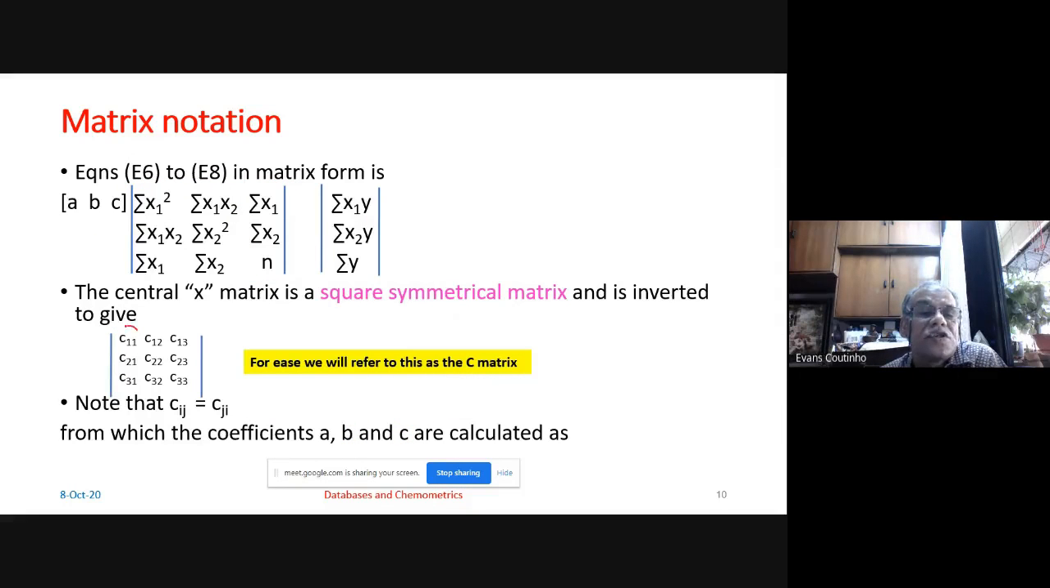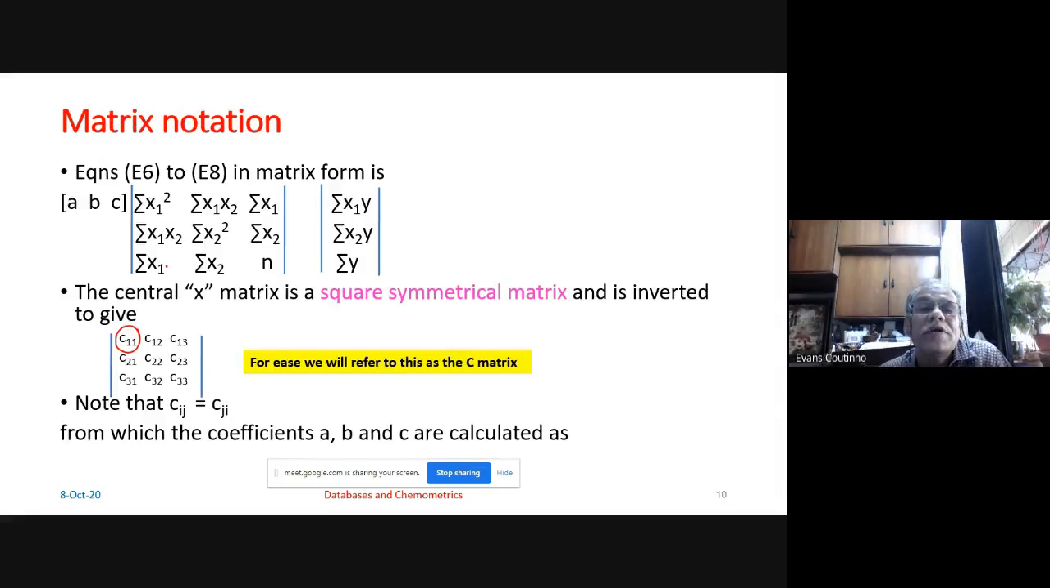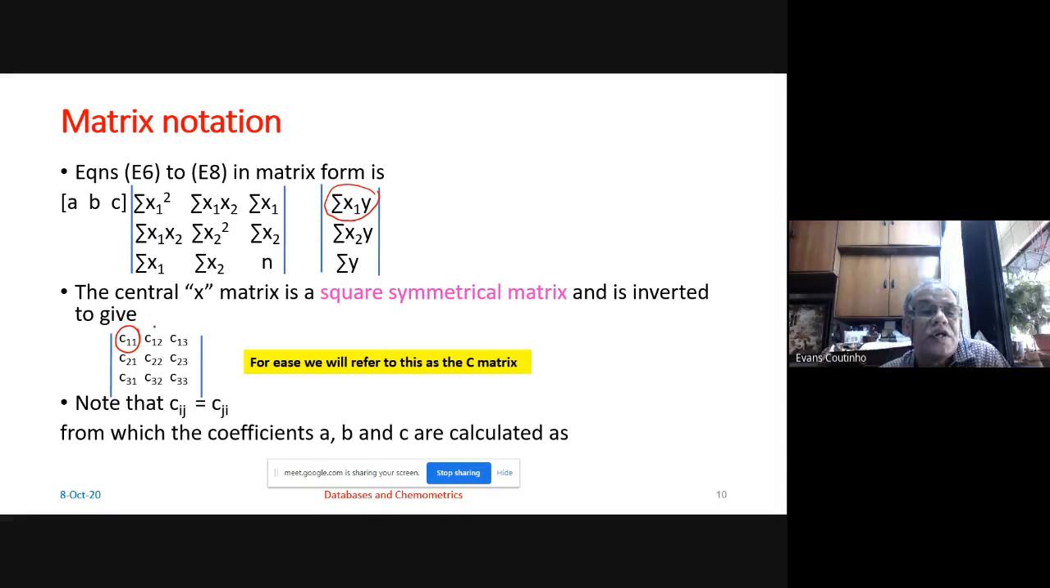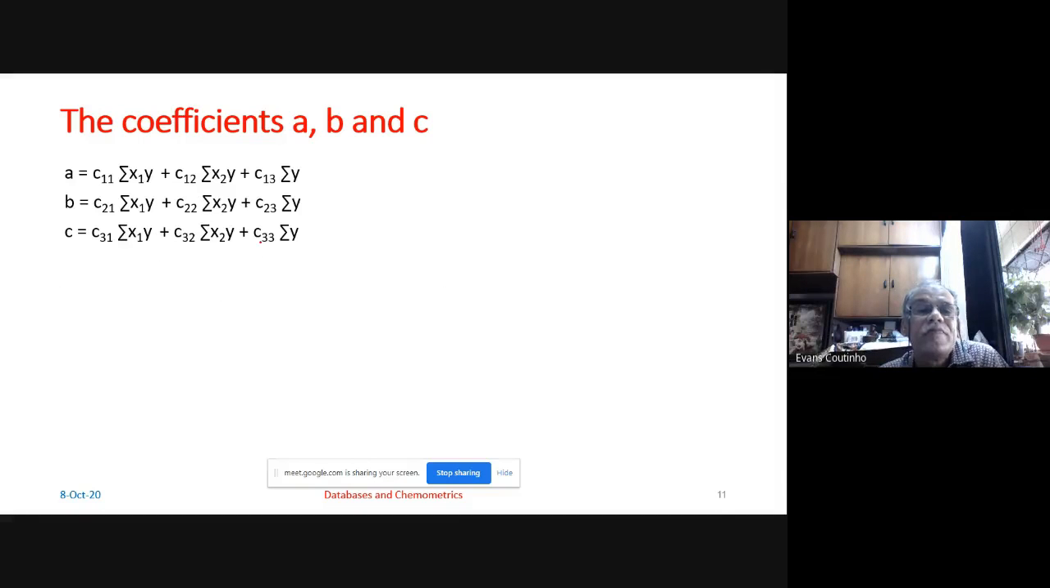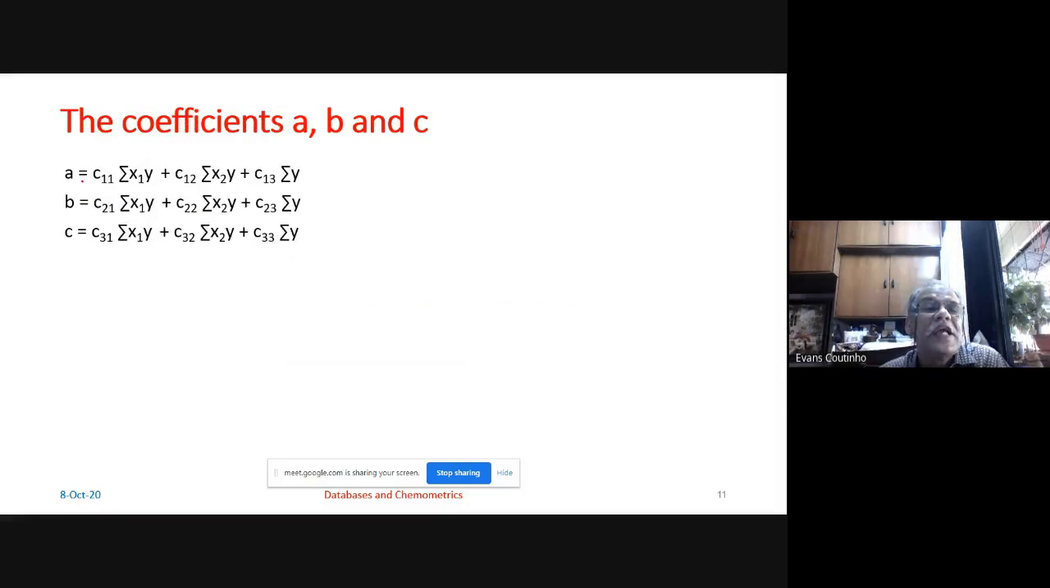Okay, A is equal to C11 into summation of X1y, into this, plus C12, this into this, into this, plus C13, this into this. So that is how I will get A. In a similar way, you can get B.